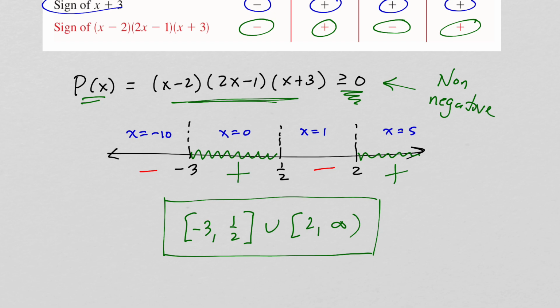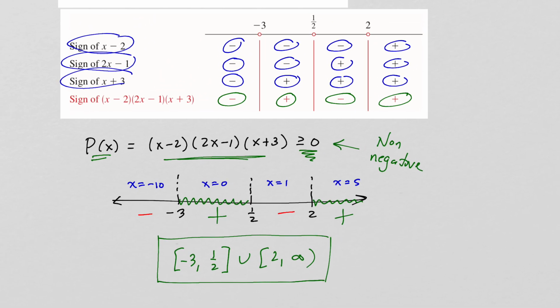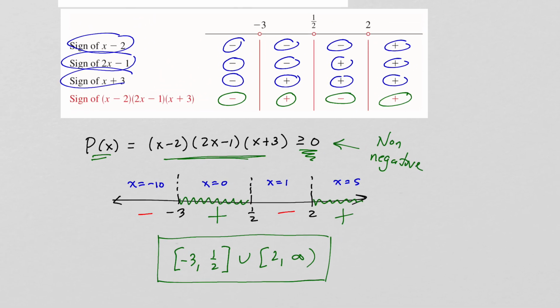So this is another way to do it. And to be honest with you, this is the way we normally solve these kinds of inequalities. We don't normally graph the polynomial function. Instead, we do this, which is a little bit faster.